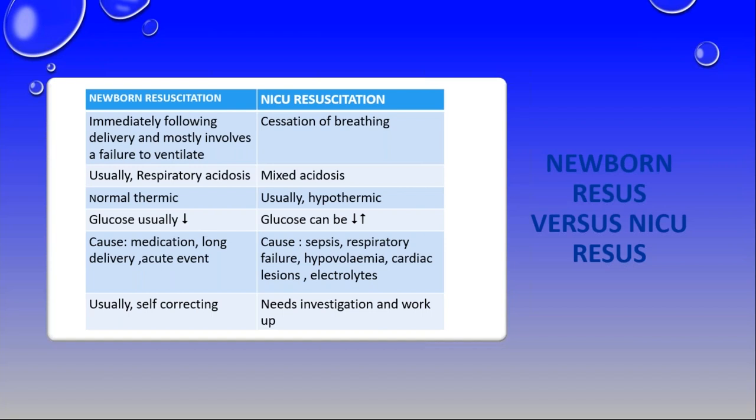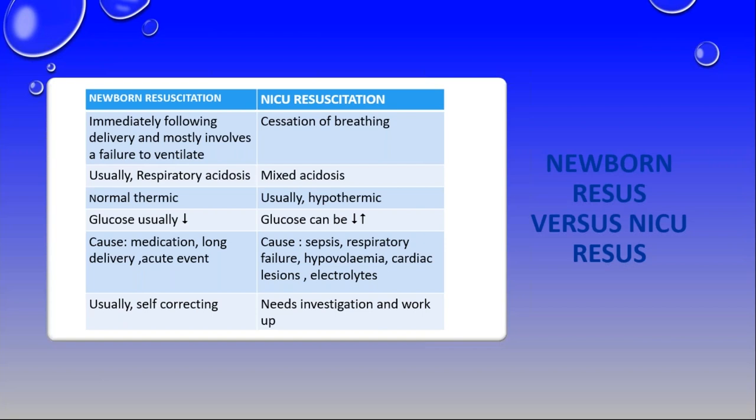However, when we look at the NICU resuscitation, there are many causes. Generally it's sepsis, respiratory failure. In respiratory failure, we're looking at constant apneas, we're looking at a pneumothorax, something that is causing the respiratory system to fail. Hypovolemia, far more common than we actually admit. Cardiac lesions, especially on day 3, we start seeing quite a few of our cardiac lesions. And then the electrolyte imbalances. This often happens in the incubator, something like sodium's dropping, sodium's climbing, that sort of problem, potassiums.